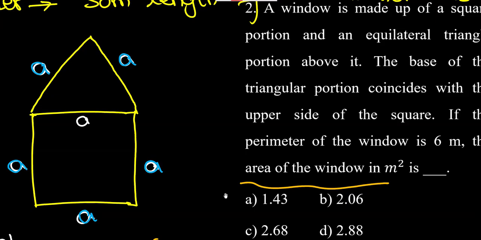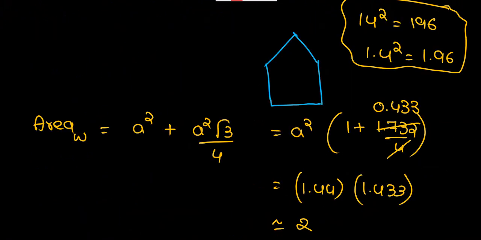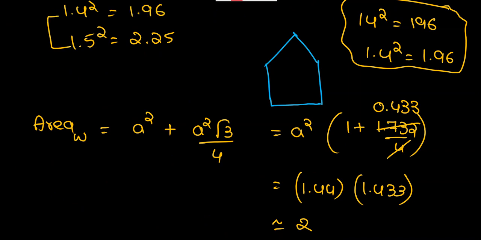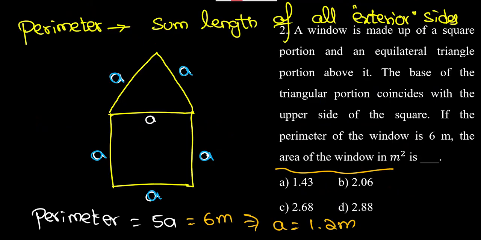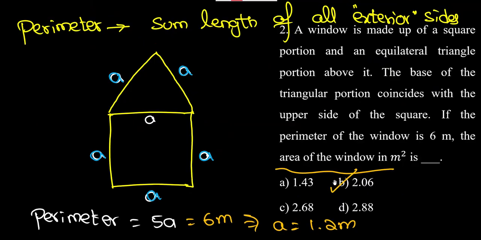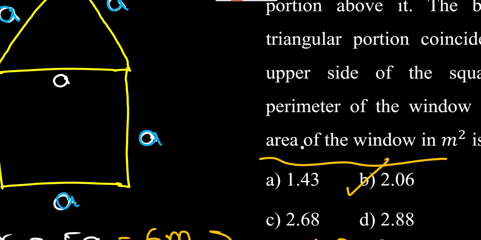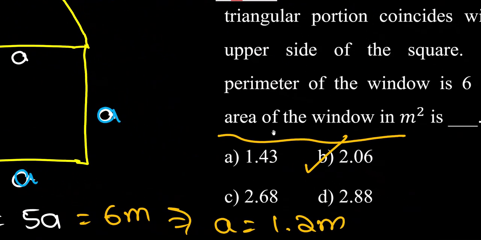You sense? Okay, you need not go for exact multiplication. Don't waste your time. We know 1.5 square is 2.25. You know 1.4 square is 1.96. This must be between those two, 1.96 and 2.25. If you look at the options, there is only one option in between, that is 2.06. Have a look at the options. The remaining two options are more than 2.25, and the first one is less than 1.96.